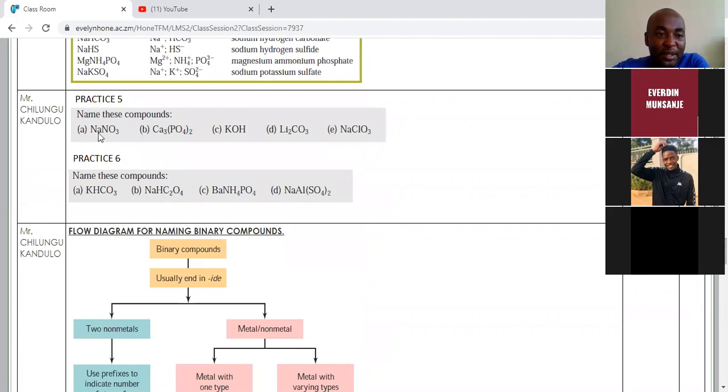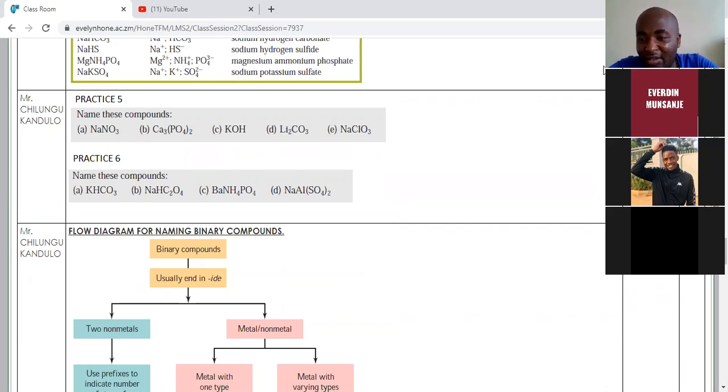So this is simply sodium nitrate. People say sodium nitrogen oxide, or sodium nitrogen trioxide, which is not correct. So those are the things.